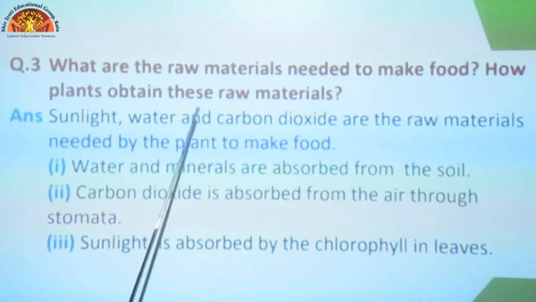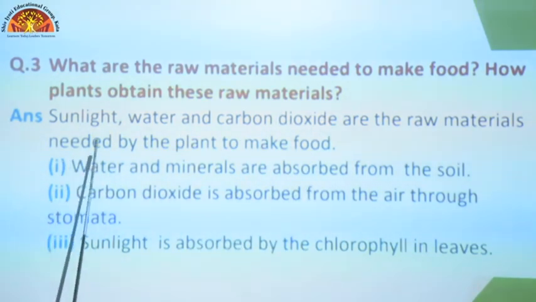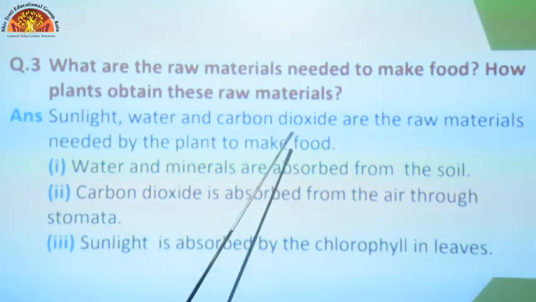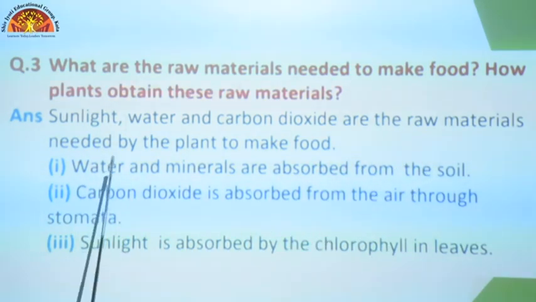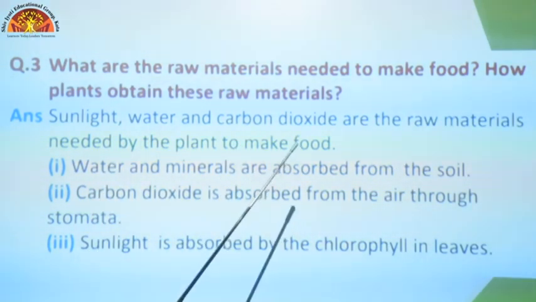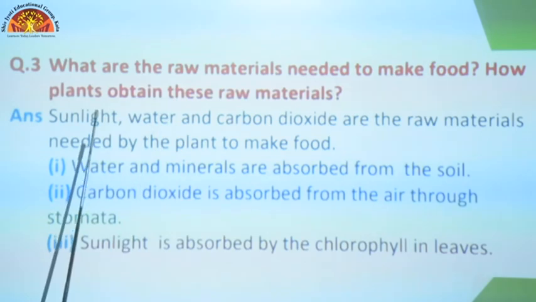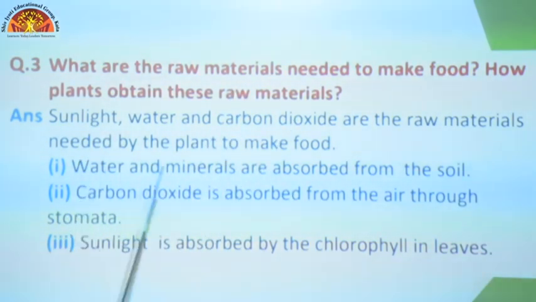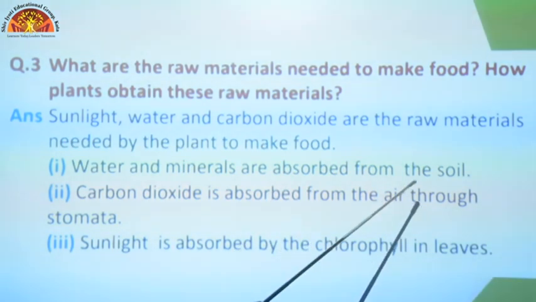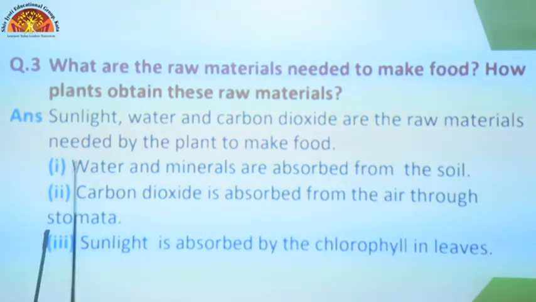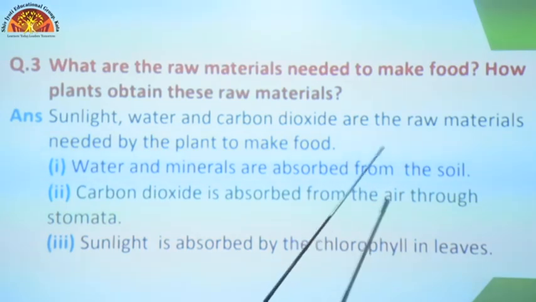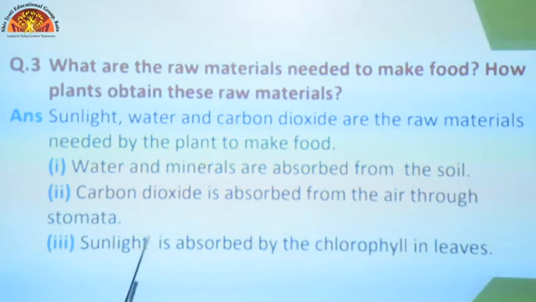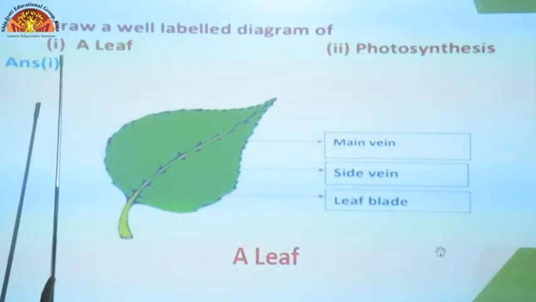Now next question, what are the raw materials needed to make food? How do plants obtain these raw materials? Sunlight, water and carbon dioxide are the raw materials needed by the plant to make food. So children, there are three raw materials. They are sunlight, water and carbon dioxide. Water and minerals are absorbed from the soil by the help of their roots. Carbon dioxide is absorbed from the air through stomata, and sunlight is absorbed by the chlorophyll which is present in leaves.